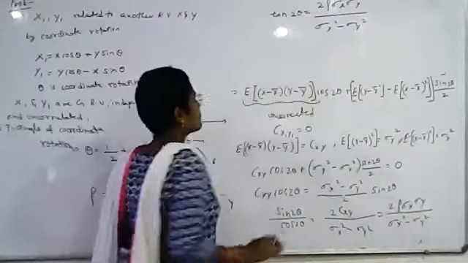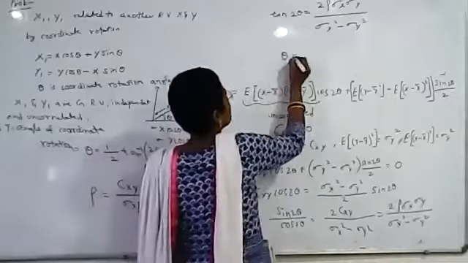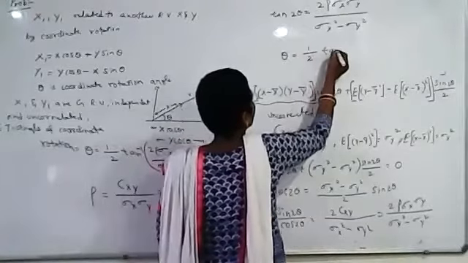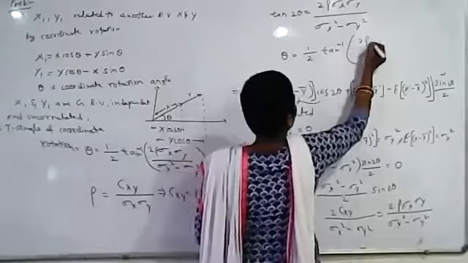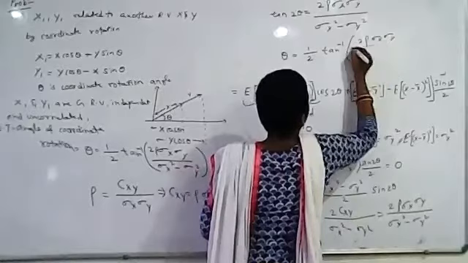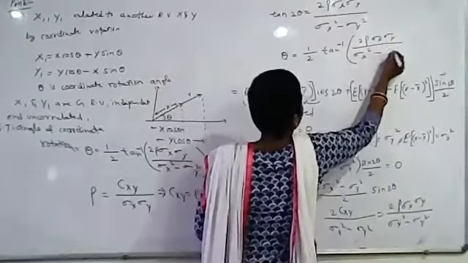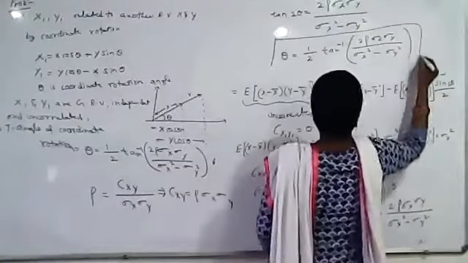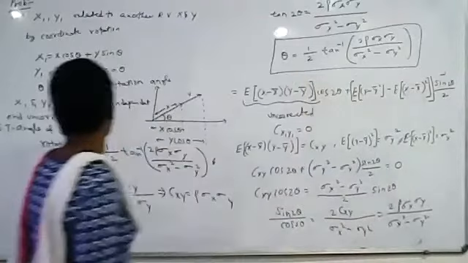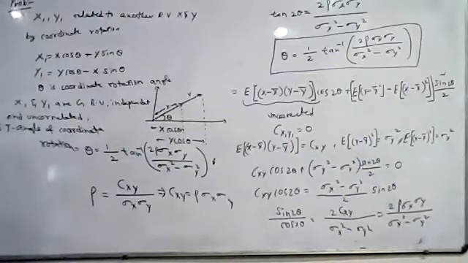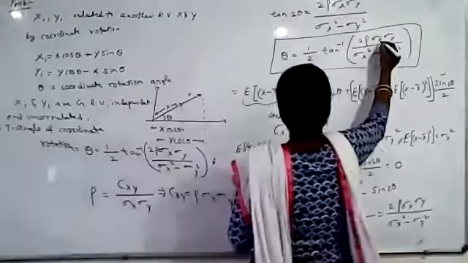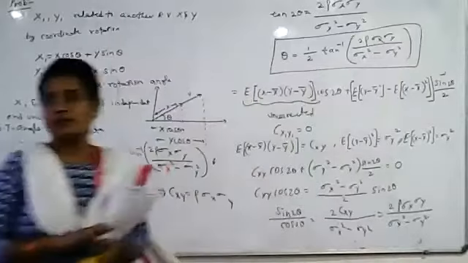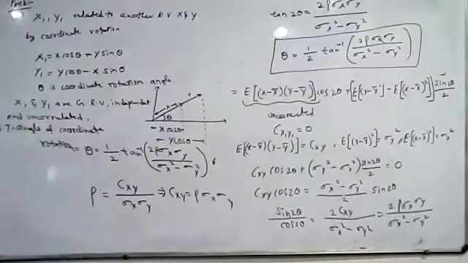So, what is theta now? Theta is 1 by 2 tan inverse of 2 rho sigma x sigma y by sigma x square minus sigma y square. So, we got the same thing now. The angle of coordinate rotation, theta, is equal to 1 by 2 tan inverse 2 rho sigma x sigma y divided by sigma x square minus sigma y square. Any doubts here, students?